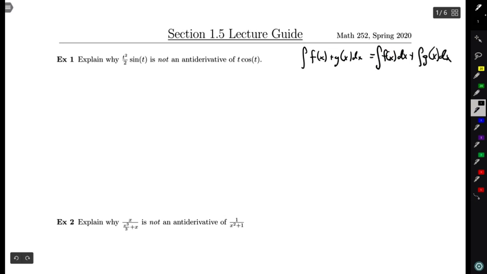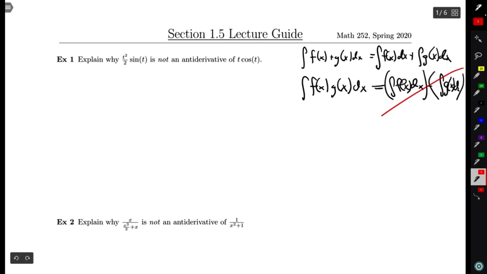But it's going to turn out we don't have a rule that says the integral of f of x times g of x dx equals the integral of f of x dx times the integral of g of x dx. This is not a rule that we have available to us. So let's see why we don't have that rule. And later on in this course, we'll talk about what the actual thing to do is.